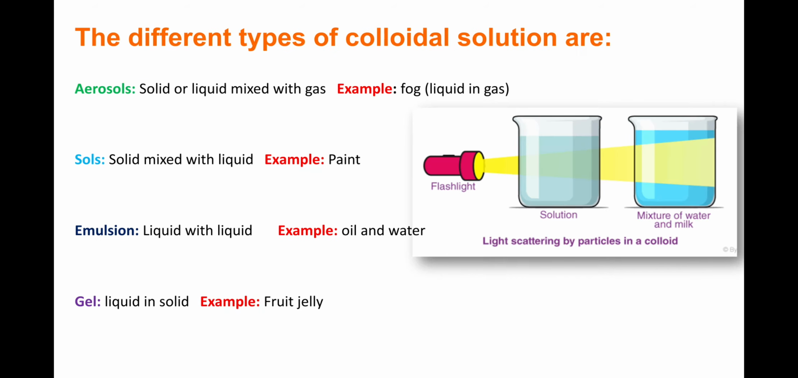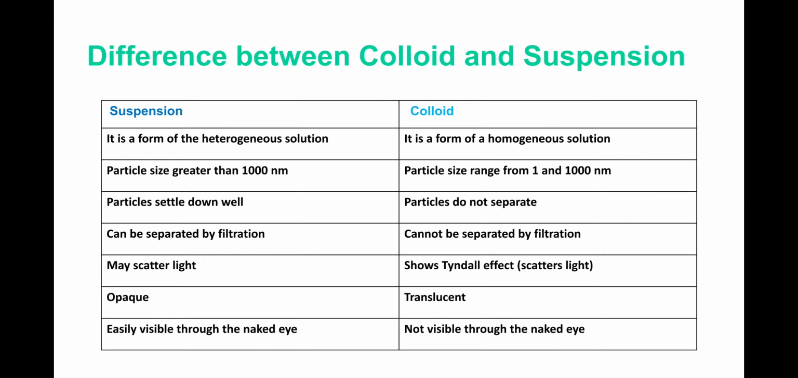So now we are going to talk about different types of colloidal solution. First, aerosols, solid or liquid mixed with gas. Example, fog. Sols, solid mixed with liquid. Example, paint. Emulsion, liquid with liquid. Example, oil and water. Gel, liquid and solid. Example, fruit jelly. And here is a table showing differences between suspension and colloid.